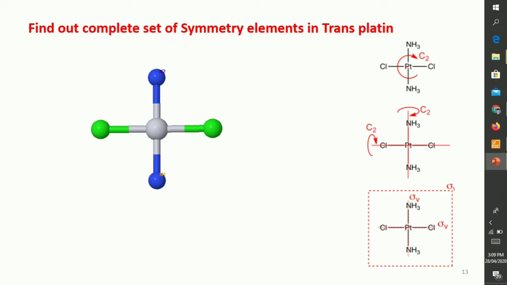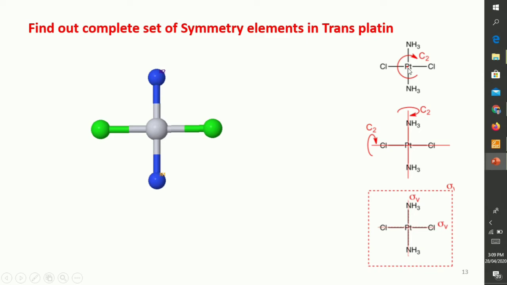So the next example is transplatin. This is the molecule named transplatin. Actually, the platinum is attached with 2 NH3 and 2 chlorine. If they are present on the trans position, then we can say this is the transplatin. And if they are cis to each other, then this would be the cisplatin. And cisplatin is quite famous for its anti-cancerous abilities and properties. So what about the transplatin? There is identity in transplatin. Yes, there is C2.